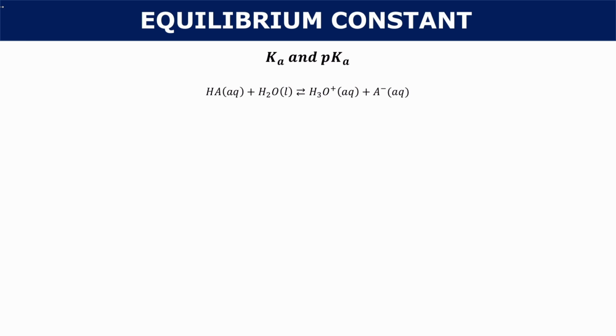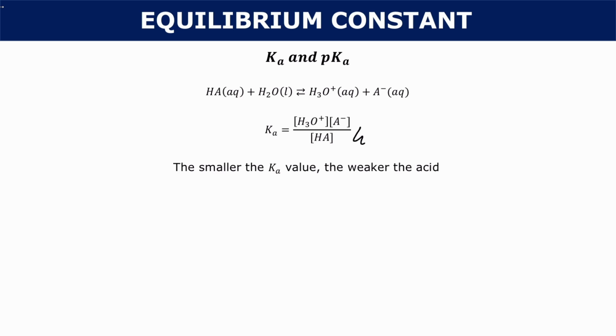Let's move on to Ka and pKa. So let's say you have some acid, HA, and it's reacting with water to produce hydronium and A minus ions. If we wrote the equilibrium expression for this, it would look something like this. And that is what we call Ka. And Ka is really important because the smaller the Ka value, the weaker the acid. And so the reverse, the higher the Ka value, the stronger the acid.